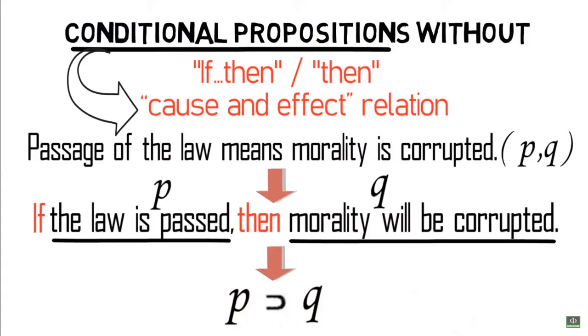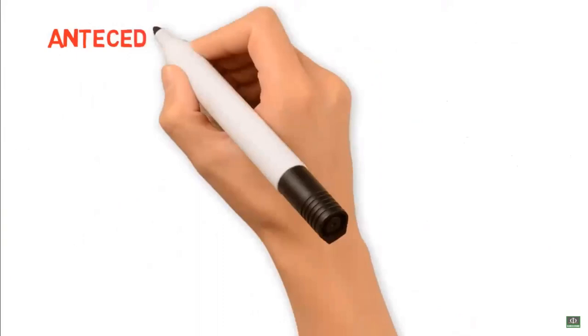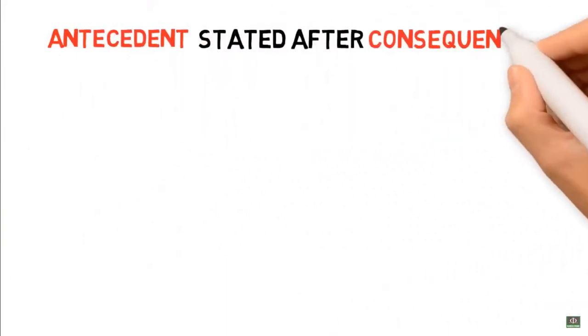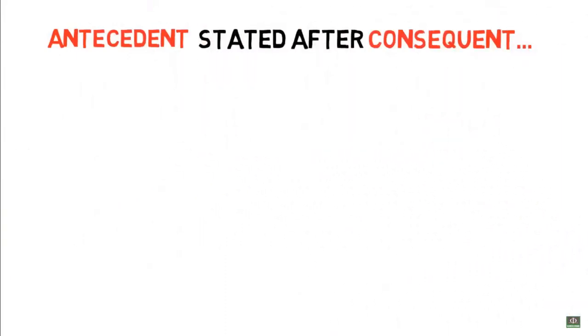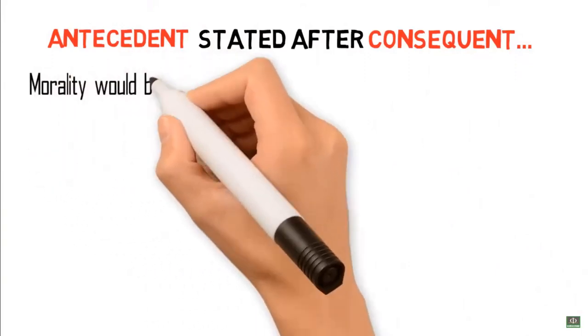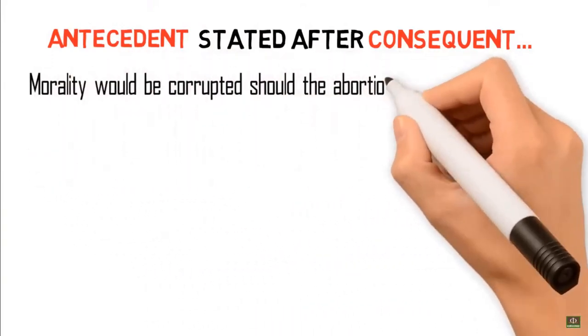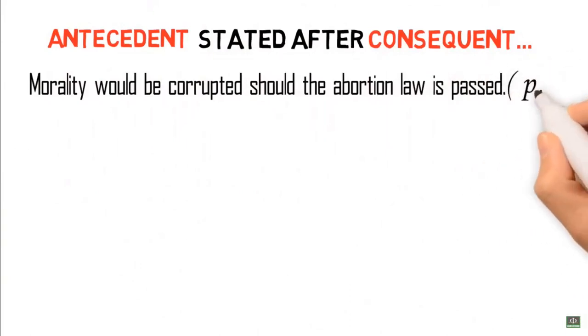Another important thing to note is that sometimes the antecedent is stated after the consequent. Now, if this happens, then we have to symbolize the proposition accordingly. Let's take this example. Morality would be corrupted should the abortion law is passed. P, Q.